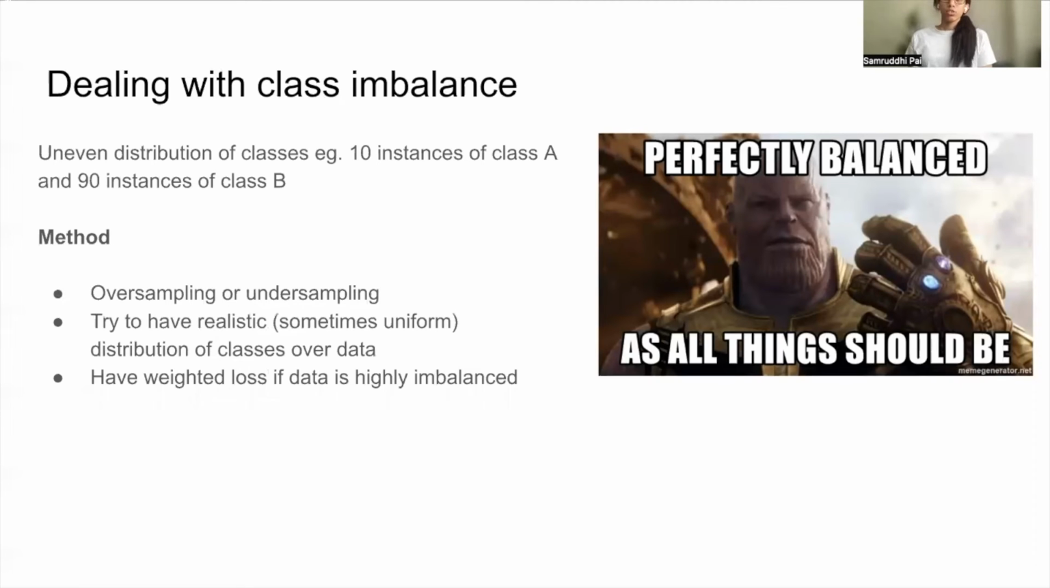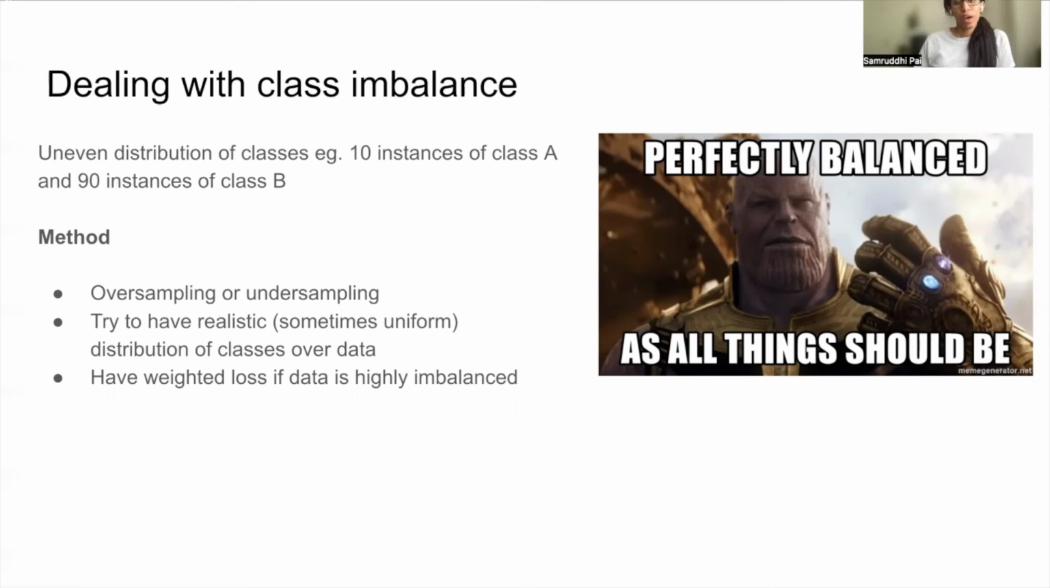Having class imbalance is also a fairly common problem, which is, for example, like you have just 10 instances for class A and 90 instances for class B. In such cases, when you sample the data, it will not have an equal number of instances from each class and can learn a bias towards class B in this case. So to deal with it, you can either oversample from class A or undersample from class B.